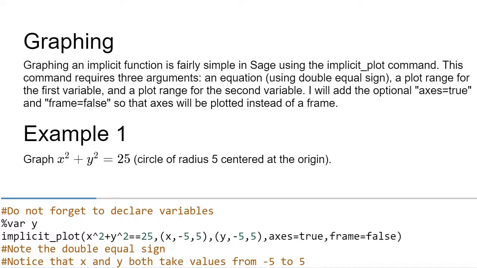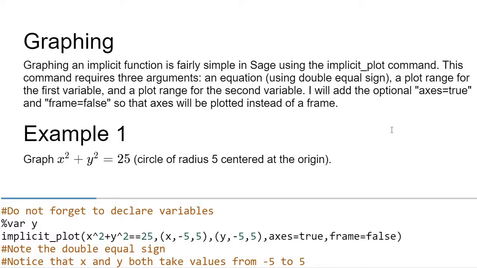Graphing an implicit function in Sage is fairly simple. There's a command just for that. It's implicit_plot right there. And it requires 3 arguments, an equation that it's going to graph. And remember, an equation in Sage needs to have a double equal sign. And then you need to specify the plot range for the first variable and the plot range for the second variable. This looks a little different from the way I normally do it with the regular plot command with the xmin, xmax, ymin, ymax. We'll see that down below.